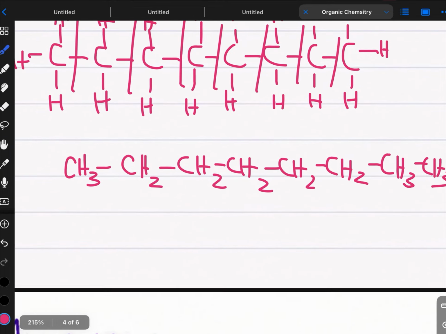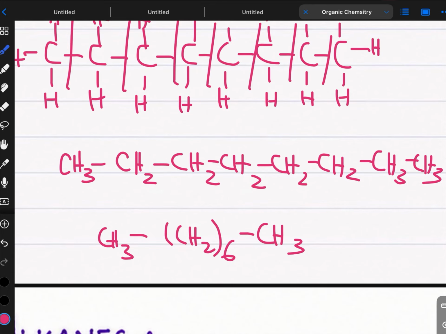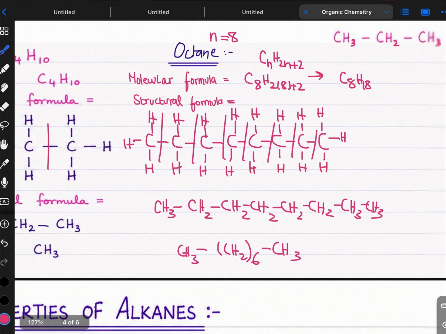To further shorten out, I'm going to write CH3 with the bracket CH2, 6 outside because we have 6 CH2s, so we're going to just write it like this. And this is how we have written down the structural formula, condensed structural formula of octane.